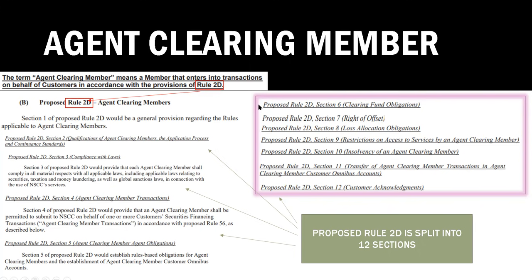We're not talking about the new rules yet, but they are implementing new rules like 2D, 2C, Rule 56, Rule 7, and each of these new rules that are also all proposed have 12 to 17 different sections in them. So proposed Rule 2D has Section 1, Section 2, Section 3, Section 4, agent clearing member transactions, Section 5, agent clearing member agent obligations, Section 6, clearing fund obligations, the right to offset. You get the point. It's a lot. This is just one definition.